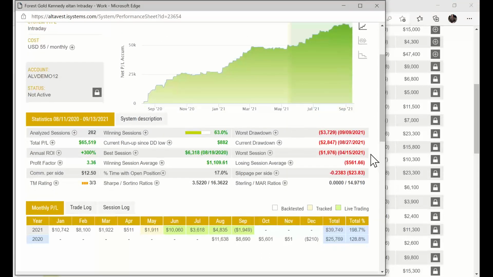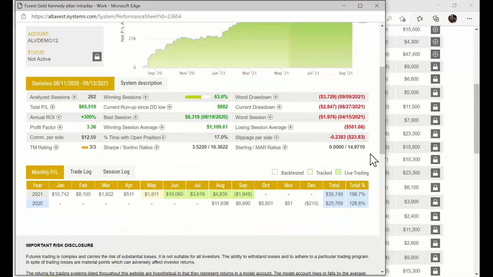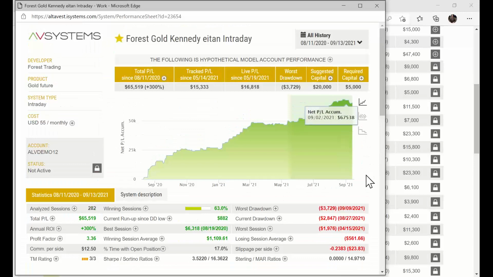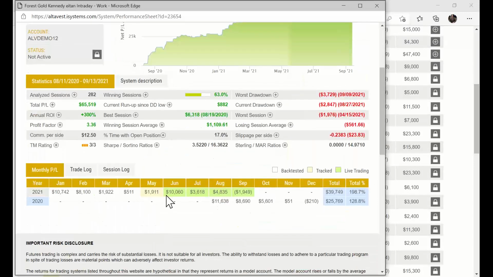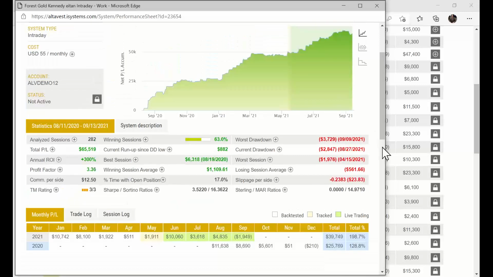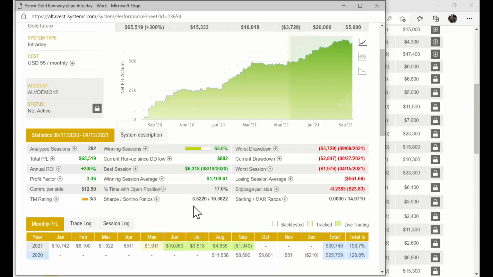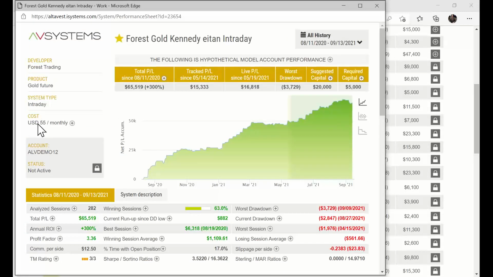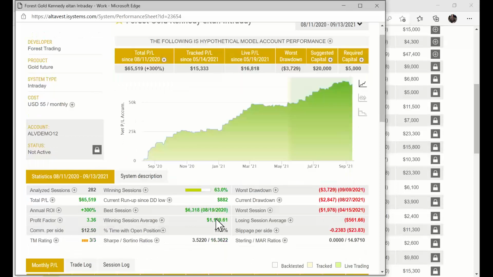Here's a gold system. It's been doing very, very well. Suggested capital is $20,000. It's been trading live since earlier this summer, doing very well, although a drawdown month to date right now. But the numbers on this are pretty large. And what we like about it is the drawdown is actually quite small compared to the gains. So it has a very favorable risk-adjusted return at the moment. Your risk-reward ratio seems to be very favorable on this one. This one's intraday. It's day trading gold, $55 a month. And just thought I'd point that out.